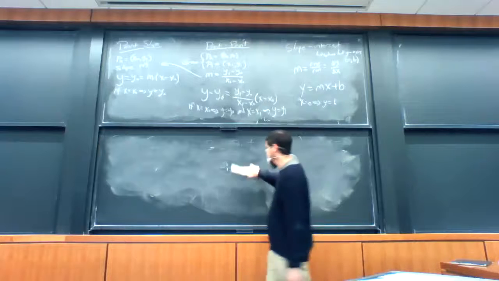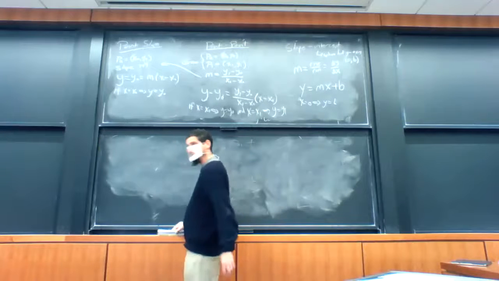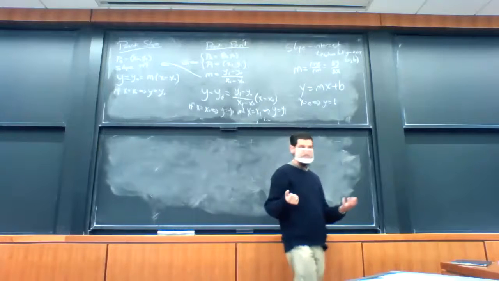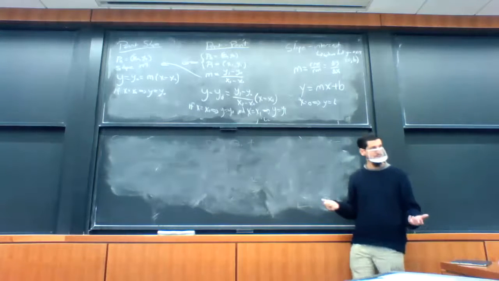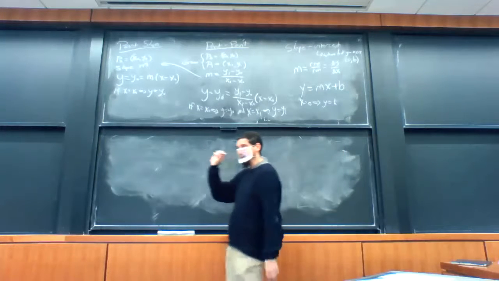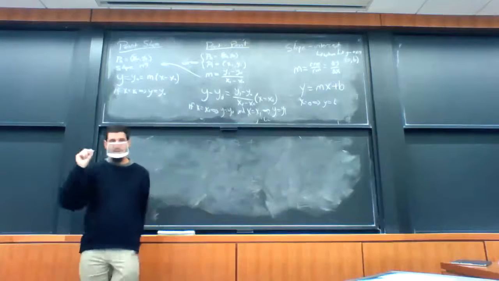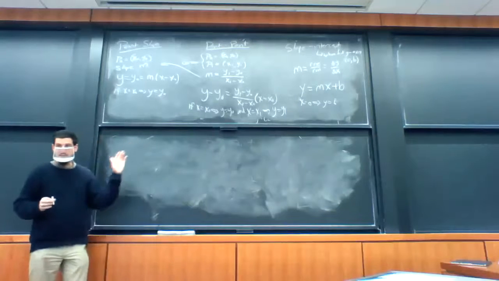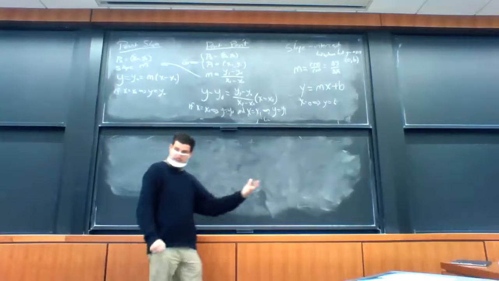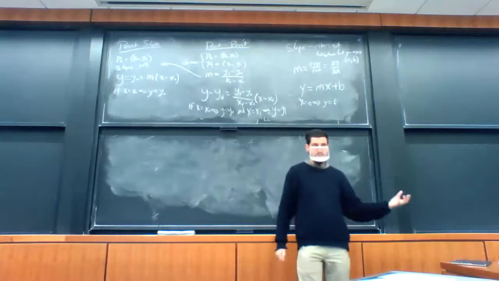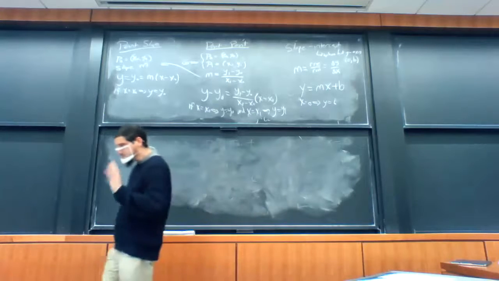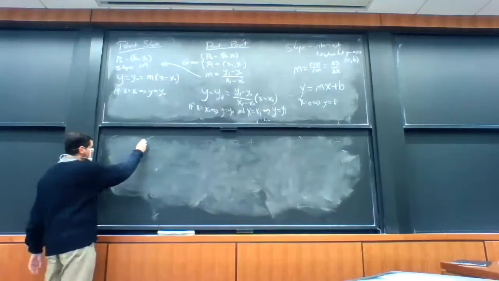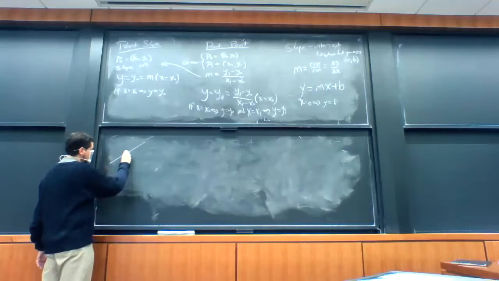How many dimensions is a line? 1. How many dimensions is a plane? 2. How many dimensions is 3 space? 3. So when I have a line, I really have 1 parameter. The way we're viewing things in the plane is that parameter is x. And once you know x, you know y. And that mostly works.